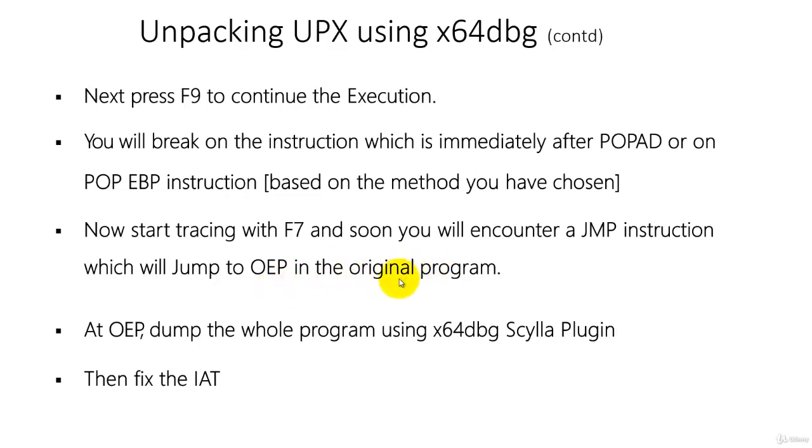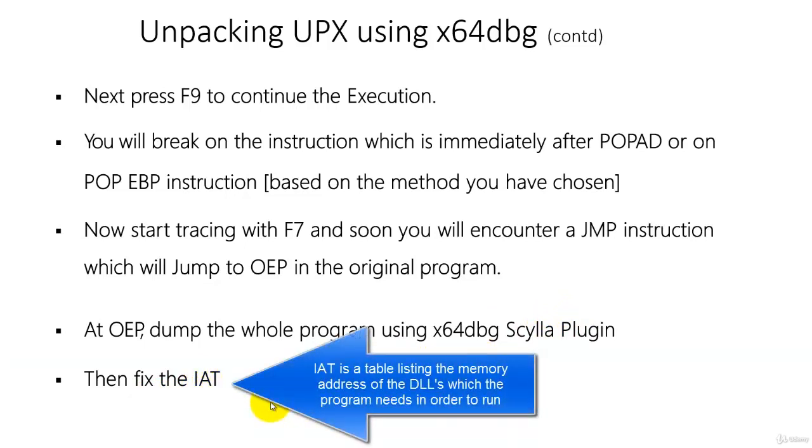Once you have found that, at the OEP you can dump the whole program using the x64dbg Scylla plugin. So dumping is a process of extracting the original exe file and saving it into a separate file. After you have done that, you need to fix the import address table so that the new exe file will know where to look for the DLL libraries that it needs.